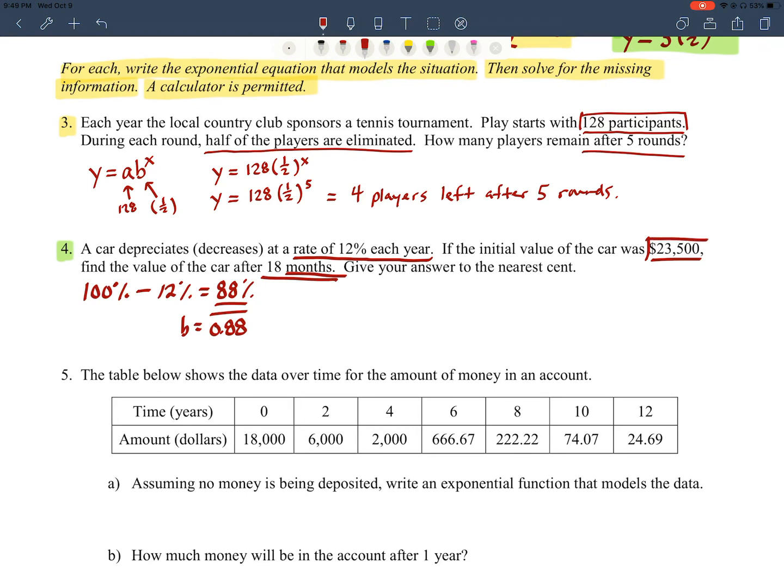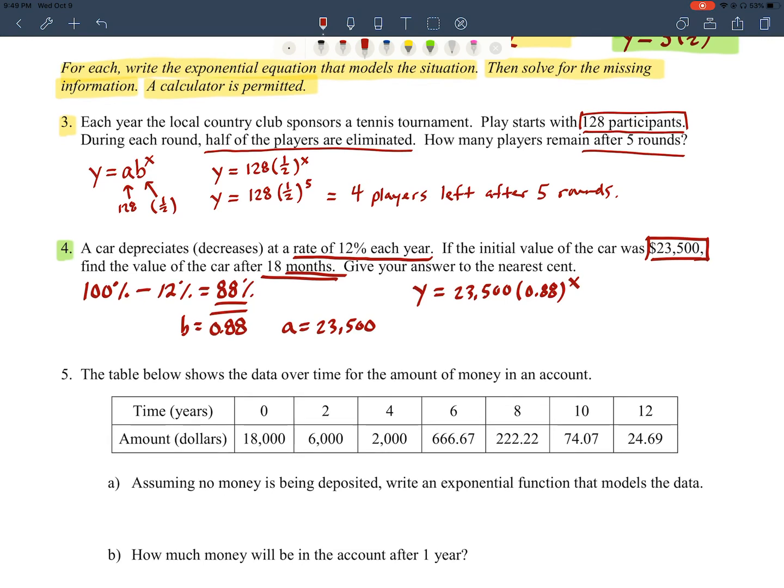It says the car started with an initial value of $23,500, so that is going to be our initial value there. So a is going to be $23,500. When we put that together, we've got y is equal to $23,500 times 0.88 to the power of x. And remember, x right now is going to represent our time in years. And y is going to equal our value.